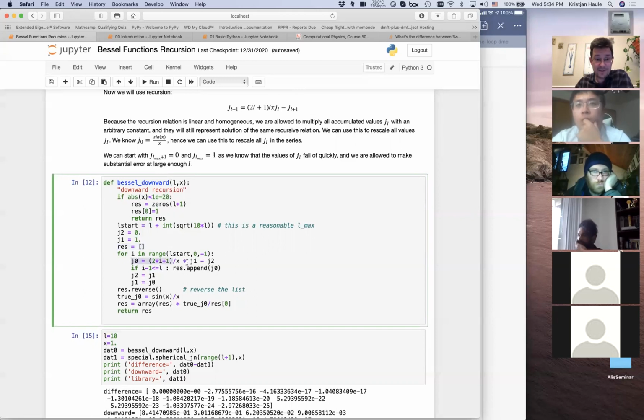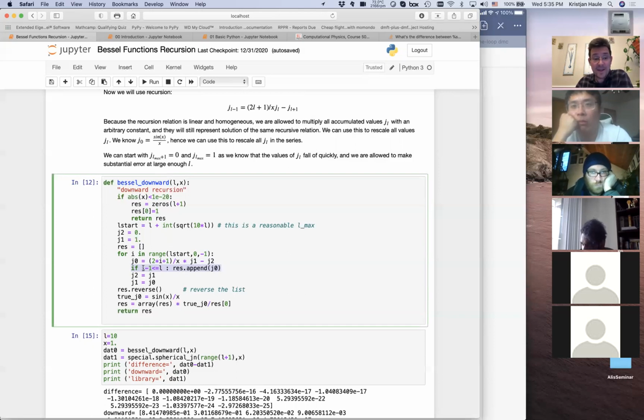So, and then what do we do? Well, we calculate the previous value, basically JL minus 1, which we're going to call J0 right now, from JL and JL plus 1. In this case, it's interesting that this relation looks almost identical. So (2i plus 1) divided by x, times J1, minus J2 becomes J0. So the expression looks almost identical to upward recursion. But here we store only the values that we actually need to return.